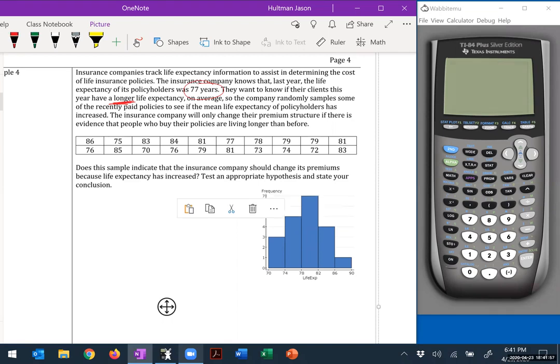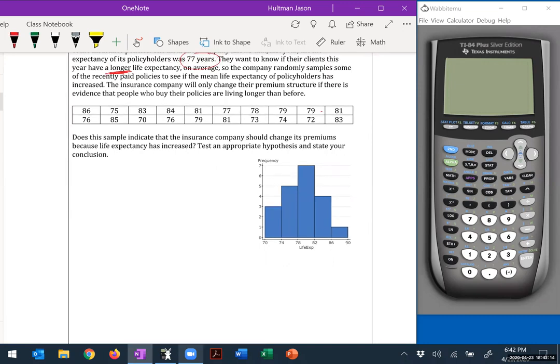Kind of a morbid example. Okay, so we have 1, 2, 3, 4, 5, 6, 7, 8, 9, 10. We've got 20 people here. I'm going to use the data feature of my calculator. It says, does the sample indicate that the insurance company should change its premiums because life expectancy has increased? Test an appropriate hypothesis and state your conclusion.